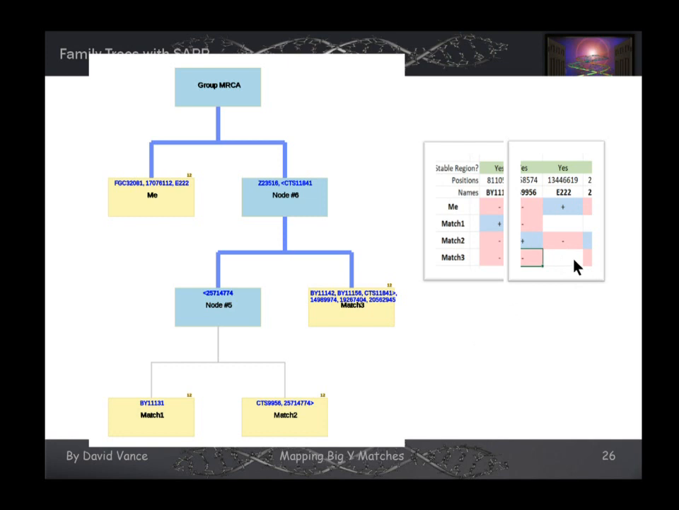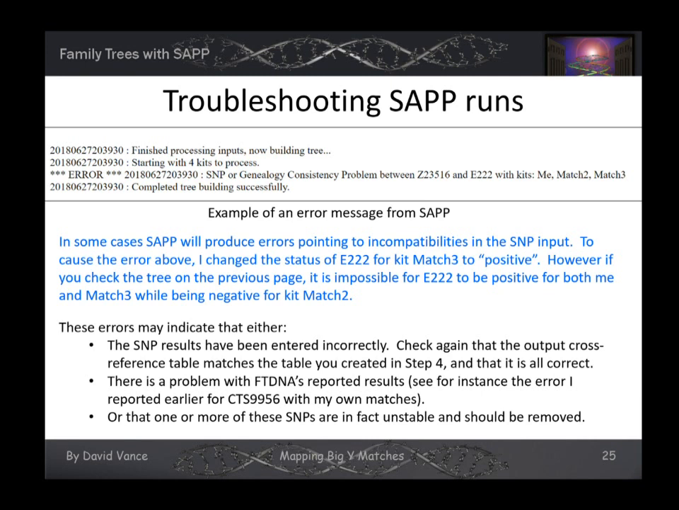Sometimes SAPP will draw the tree, sometimes it won't draw the tree, and it'll give up if it can't figure out a likely tree, it won't draw one at all. But those are the choices that it might make if it decides that there's not enough certainty about the tree that it's drawn. So if I go back to this slide, in some cases it'll produce these errors. That's because I forced it to in this case.